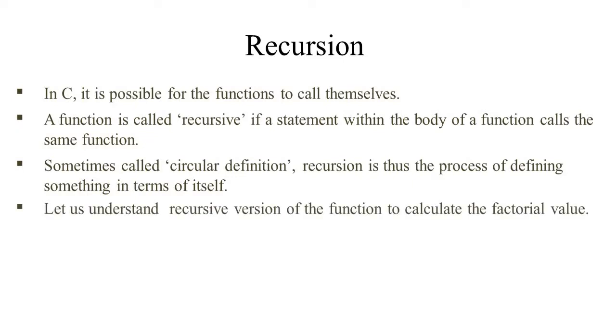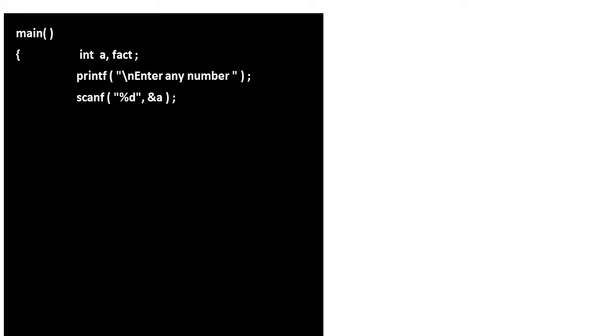Now let's understand this concept of recursion using one example of a factorial. Okay, so we want to calculate the factorial of a particular value using a function, but it is not a simple function, it is a recursive function. Over here this is my main method. Inside this main I have declared two variables of integer type, a and fact. After that, printf any number. This is the number of which you want to find the factorial, and scanf %d ampersand a, the address of a.